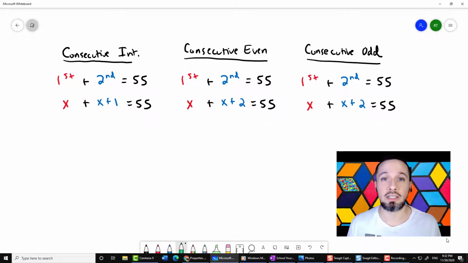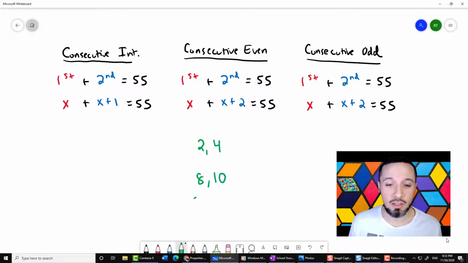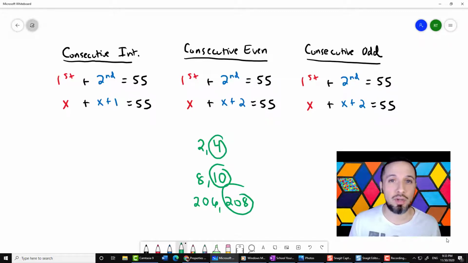Now let's look at the second scenario, consecutive even integers. I'm going to show you some examples here. 2, if I were to pick that one, the next one that follows would be 4. If I were to pick an even integer, it would be something like, let's say, 8. The next even integer would be 10. Or if I picked 206, the next integer that follows is 208. And if you notice, the second number in each case is always 2 more than the previous number.